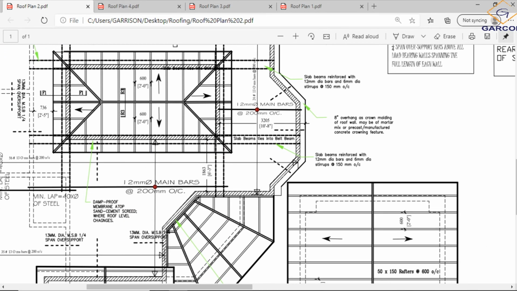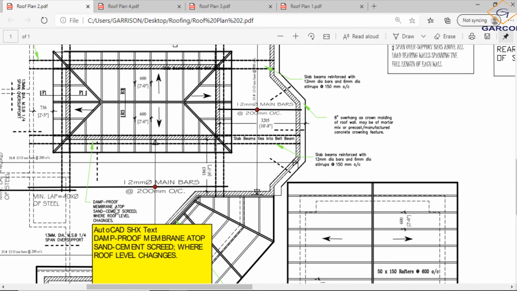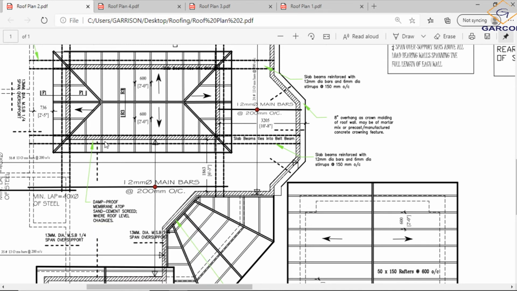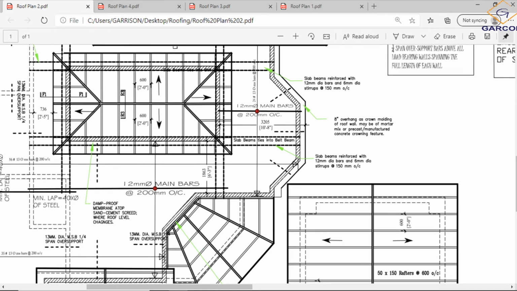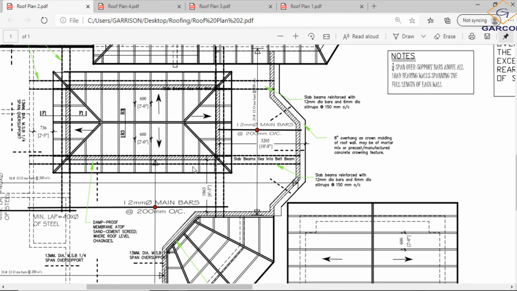So this says here, it's a damp proof membrane atop sand cement screed where wall level changes. So it tells you, if you don't put a membrane, water will soak down into the building, because this is basically one wall on top of the roof.